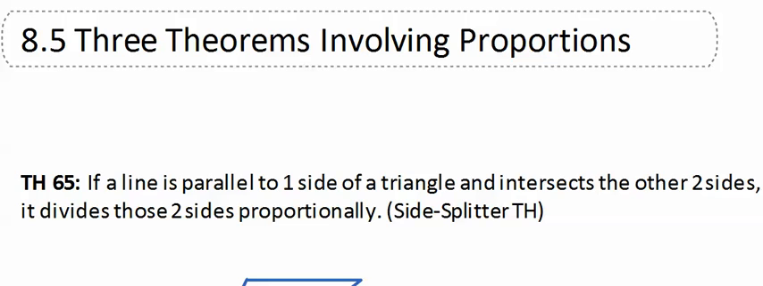In section 8.3, this section gives us three theorems that involve proportions. The first theorem is, if a line is parallel to one side of a triangle and intersects the other two sides, it divides those two sides proportionally. And we can abbreviate this by the side splitter theorem.